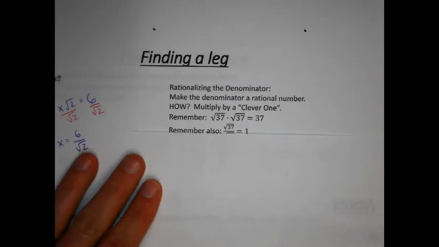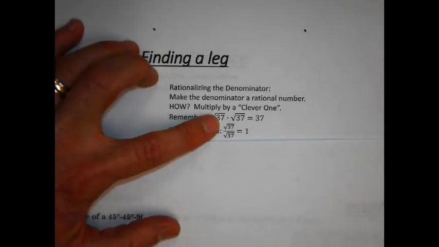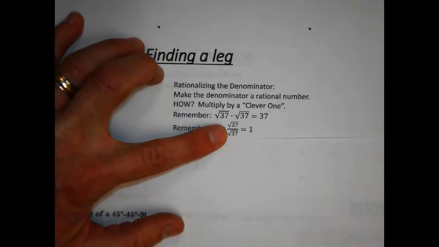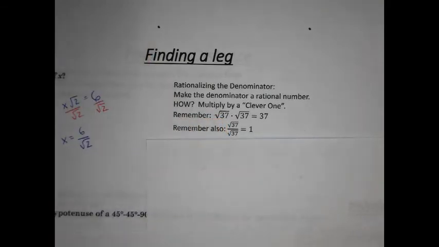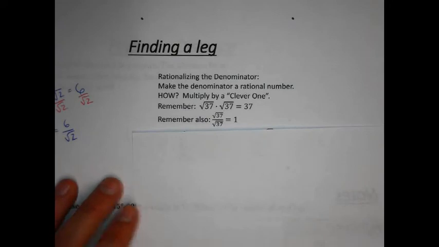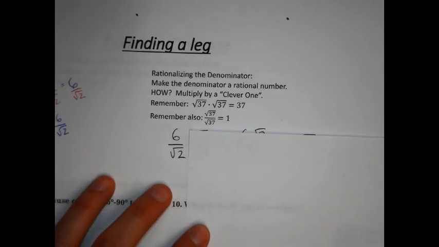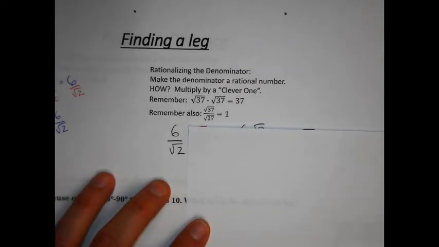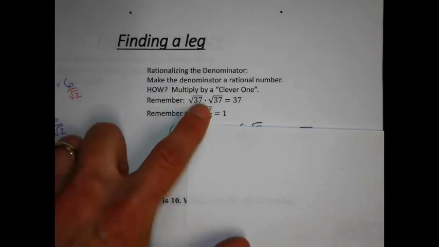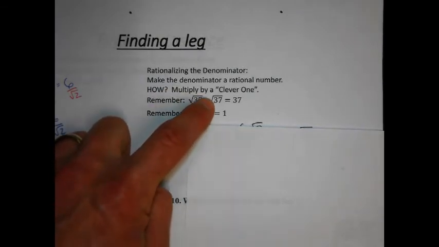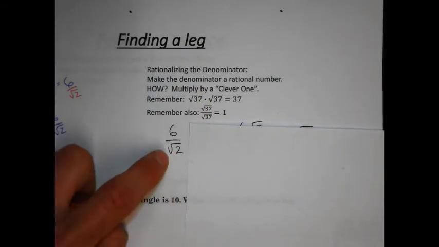So what does that have to do with a clever 1? Well, remember also that the square root of 37 divided by the square root of 37 is equal to 1. That's a clever 1. So what does that have to do with rationalizing the denominator? Remember where we left off in this particular example. We had 6 divided by the square root of 2. We have an irrational denominator, and we must rationalize it. How? We're going to multiply by a clever 1. So what would be a clever 1 that would turn this denominator into a rational number?